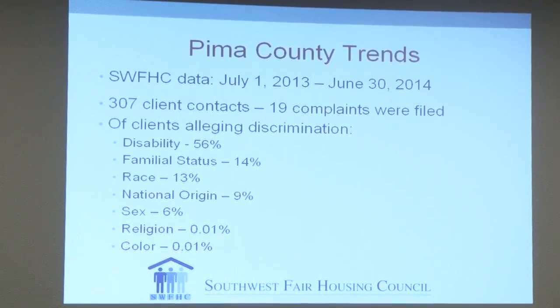Yeah. Of the 307 client contacts, 19 complaints were filed. What happened to the 298 others? Is there a mediation process that goes into place when a complaint is filed? Well, there are a number of different things that could have happened. Some of those client contacts, maybe we determined that the person thought that they were experiencing illegal discrimination, but it was really a Landlord-Tenant Act issue, or we could make a phone call to the landlord and help to mediate that situation. And some of the complaints are clearly fair housing complaints.